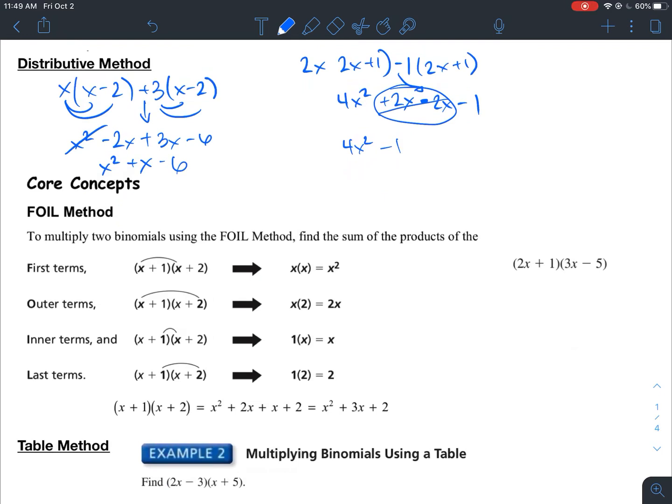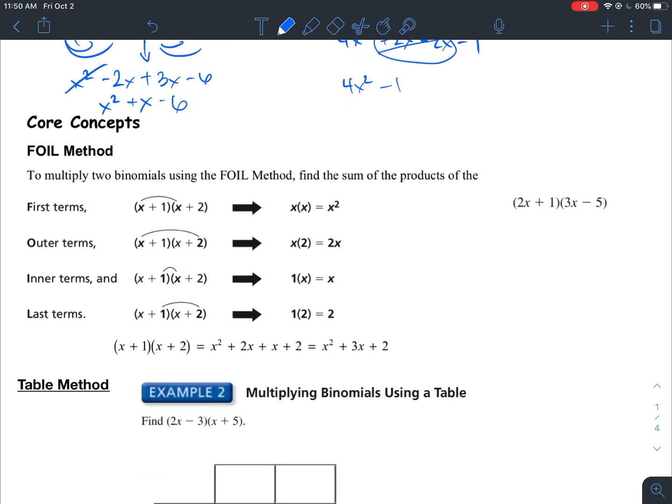So, to multiply two binomials using the FOIL method, find the sum of the products. First of all, it's called FOIL because it's an acronym. You can see the acronym right here, FOIL, F-O-I-L. So first it says to multiply the first terms together. So if you have two binomials, this is 1, this is 2, multiply the first terms from both together, right?